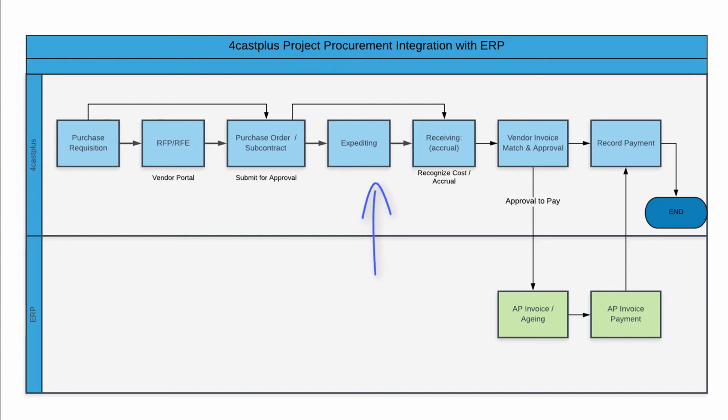Any delivered items can be recorded in the receiving module, which will recognize cost and raise an accrual. Then, once the vendor sends an invoice for the shipped items, it can be matched and approved in the invoice matching module.